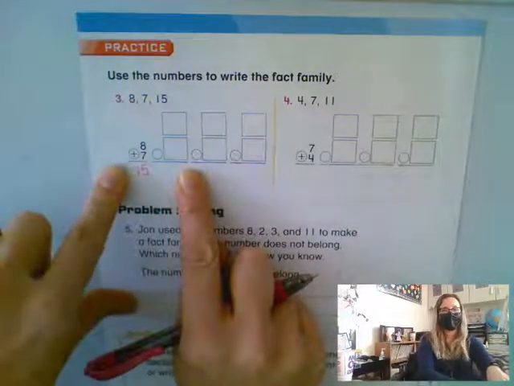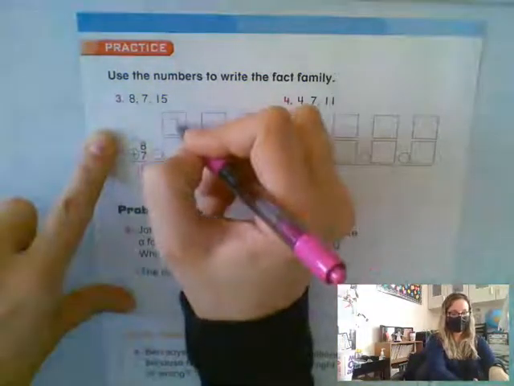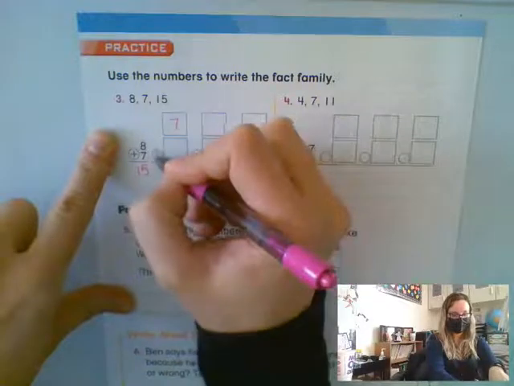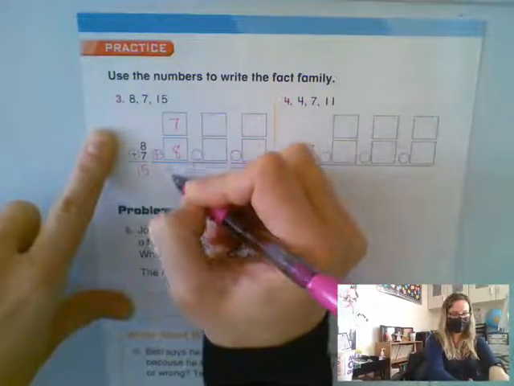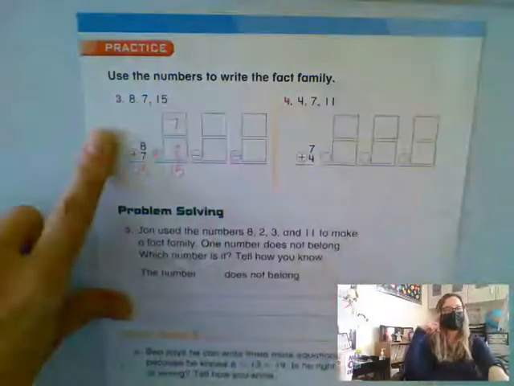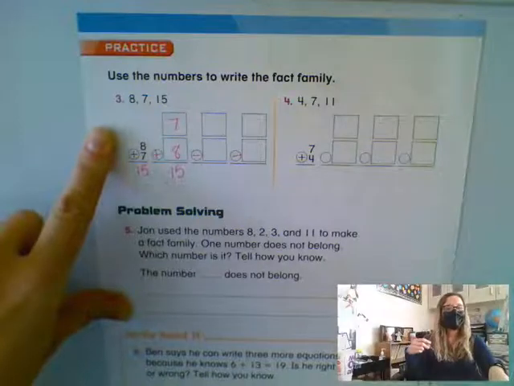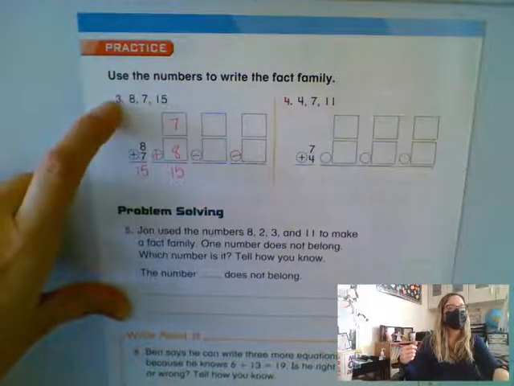Faith? 7 plus 8 equals 15. You got it. Now I know these two are going to be subtractions. You can plug in your subtraction sign there. And I know that they both have to start with the biggest number. So what will it be, Dominic?